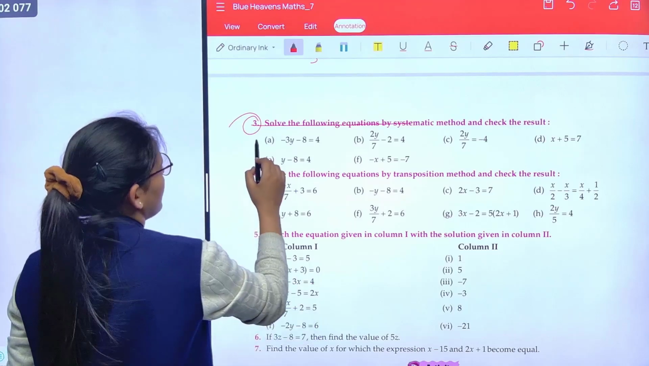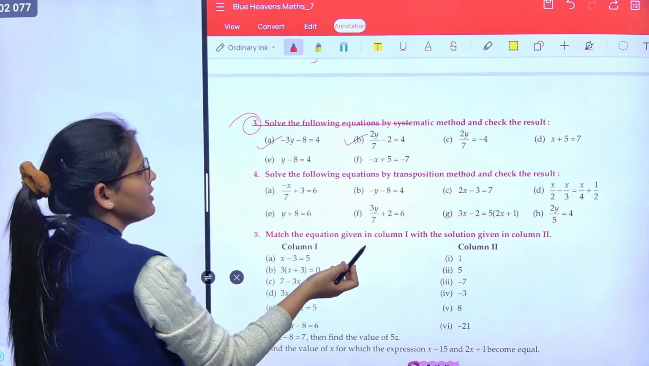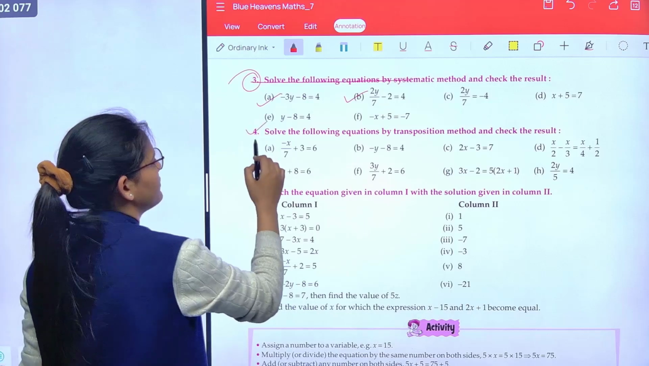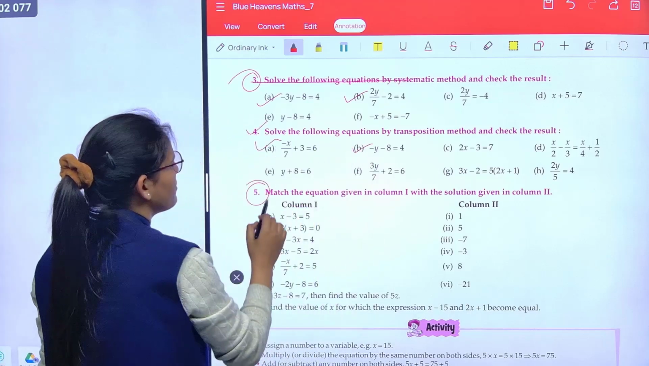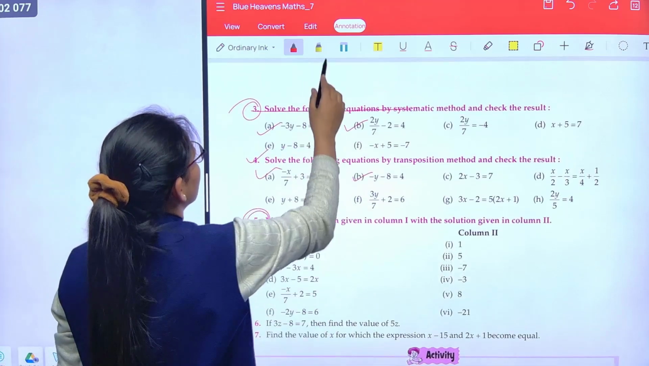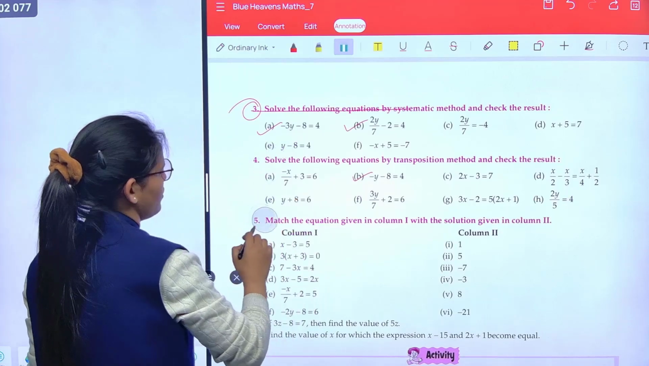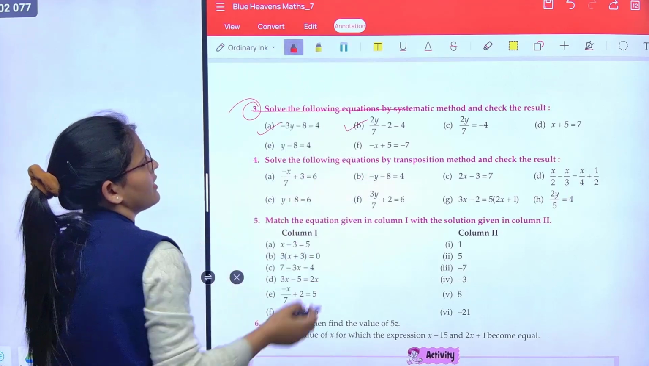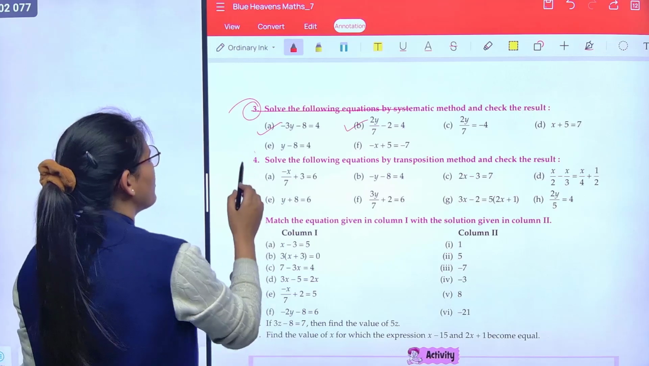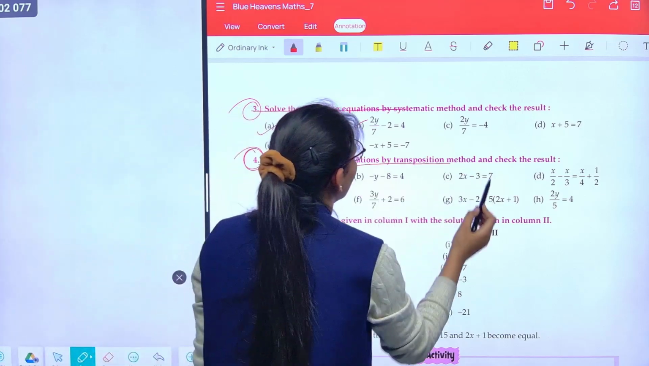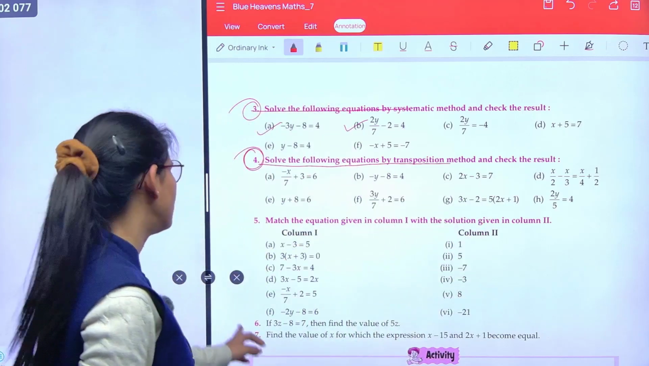Yes class, and B part, rest of the parts do yourself class. Now question number, yes class, rest of the parts do yourself. Come on, question number 4. Solve the following equation by the transposition method and check the result.